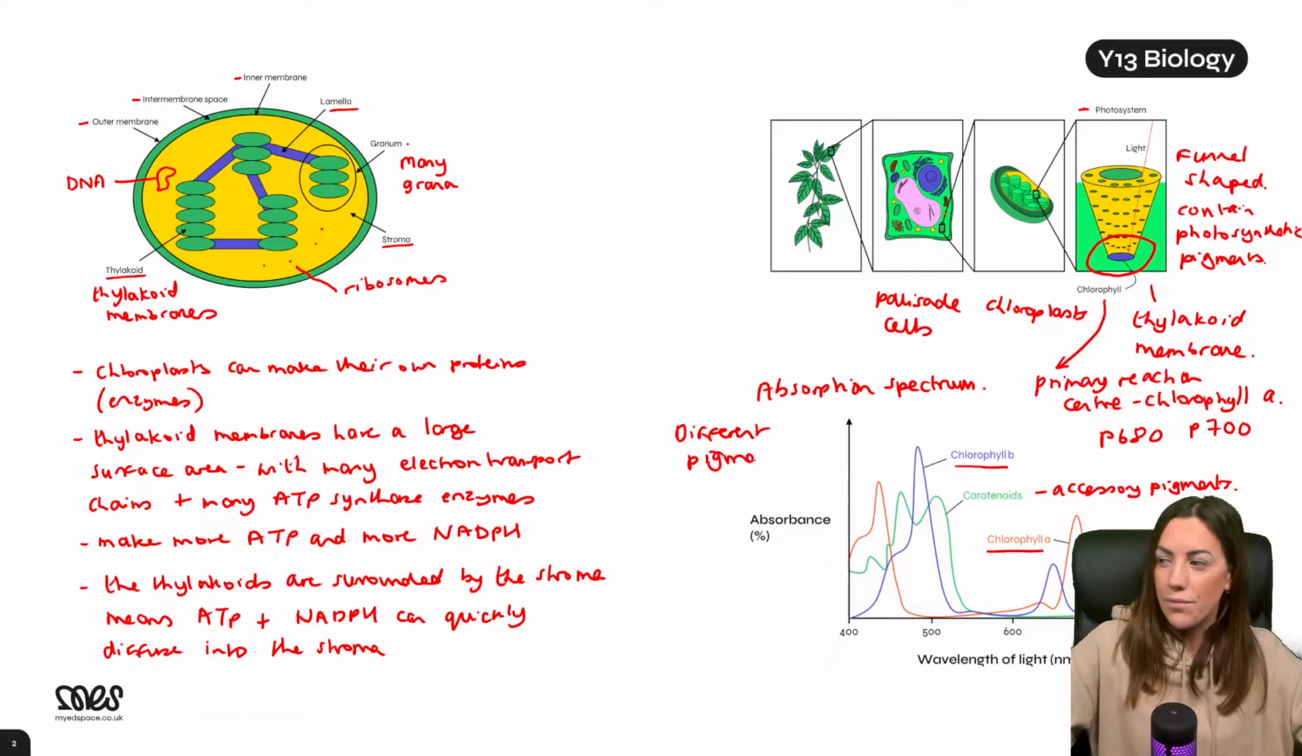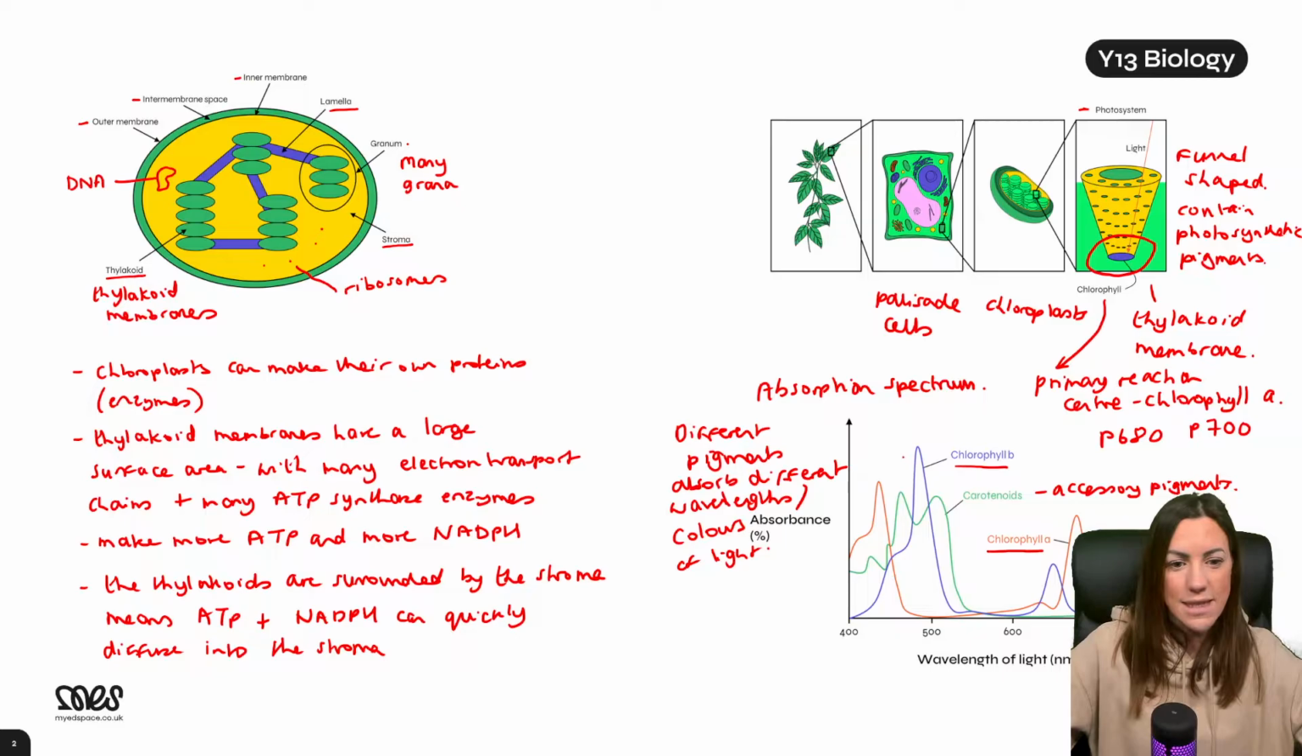So different pigments absorb different wavelengths or colours of light. You can see, for example, here, chlorophyll B has a really high absorption of light, round about a wavelength of 480. For example, that's how you read this graph.